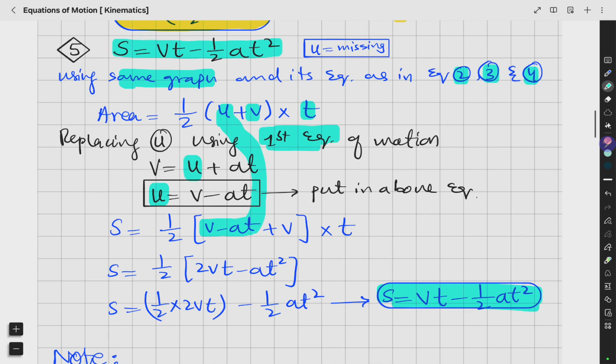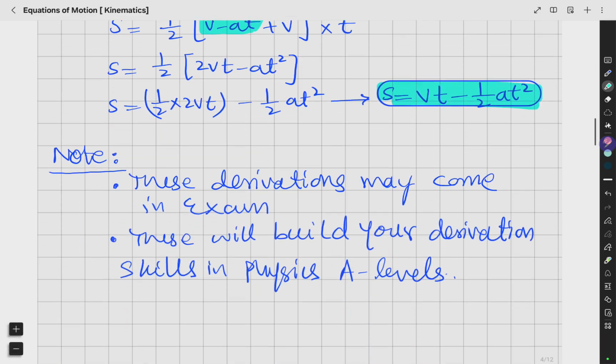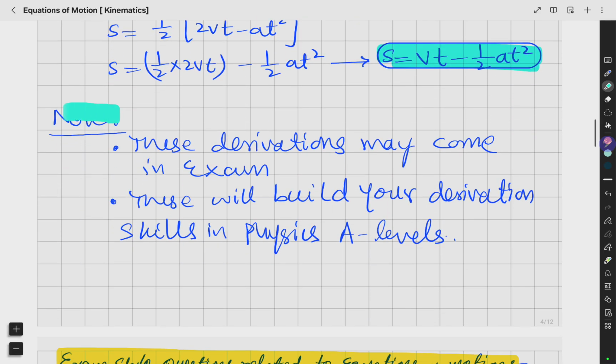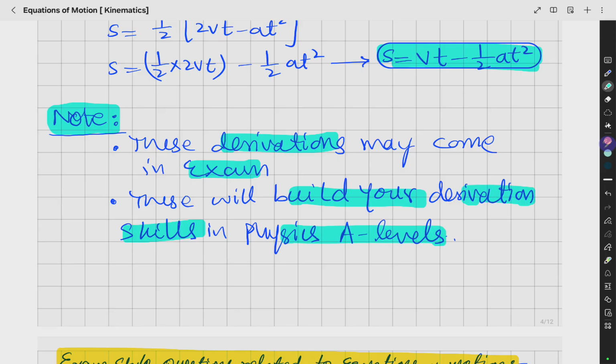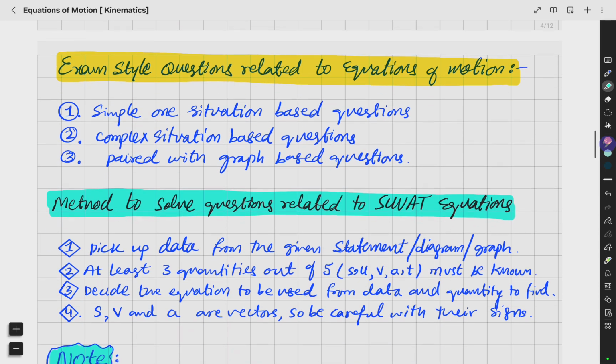It is advised that you pause the video, have a look at that, and try to derive these equations yourself as well. In case you come up with any ambiguity, you can contact me in the comments box. An important thing related to these equations: these derivations may come in the exam, and they will build your derivation skills, which are required in Physics A levels.